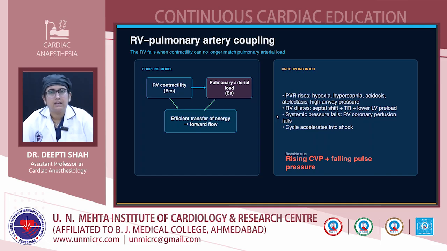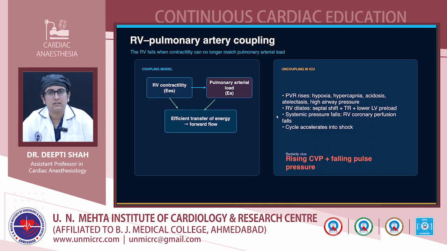Thus uncoupling in the ICU can occur because of causes which result in an increase in PVR, which might be because of hypoxia, hypercarbia or acidosis, or it can be because of the lungs, that is atelectasis or high airway pressures. Now what happens because of this? The RV will dilate, and as we already discussed, the septum is shared by both the RV and the LV. So septal shifting will happen.